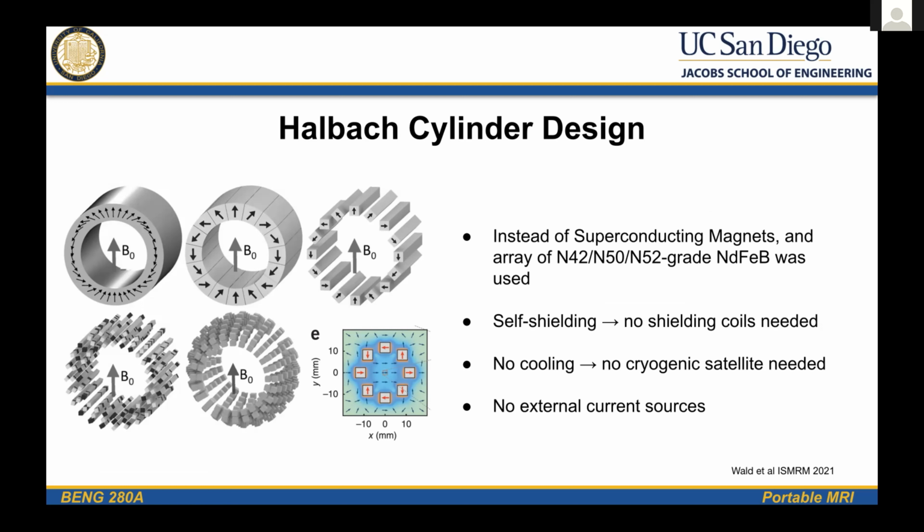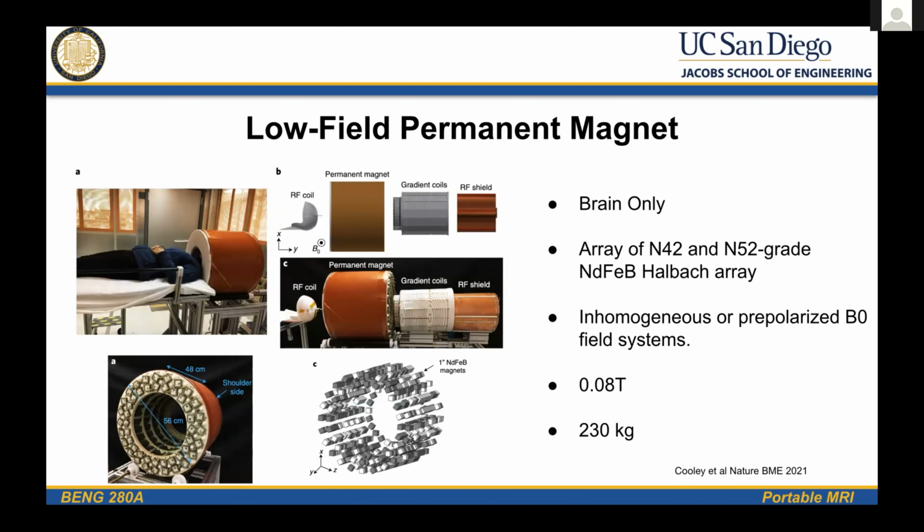By this property, the magnetic energy is contributed by the permanent magnets, which does not require a cooling system, shielding, or current source. So let's take a closer look into their design. The pictures on the top show how the device looks, and the device is only focused on imaging the brain.